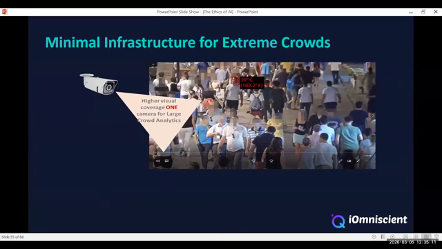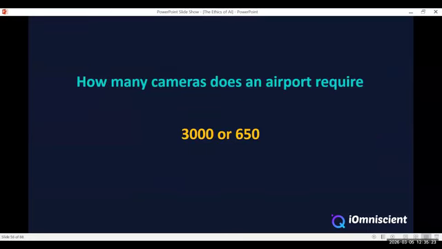So in terms of the cameras that we use, we can use very low resolution cameras. That face recognition video I showed you ran on a 2 megapixel camera. Your phone probably has 10 megapixels on it, right?